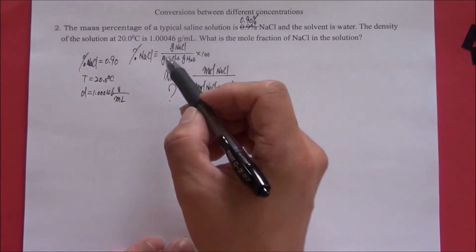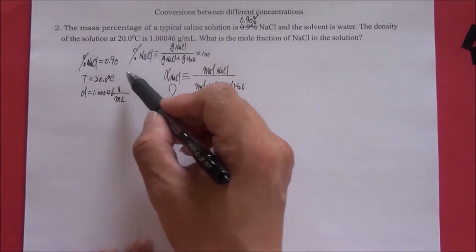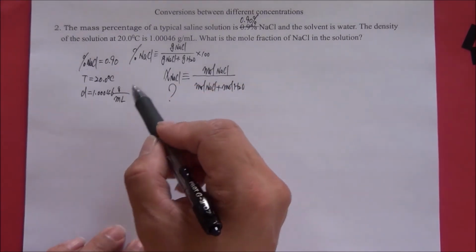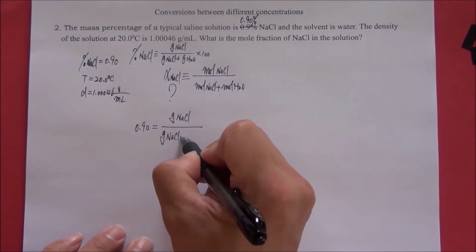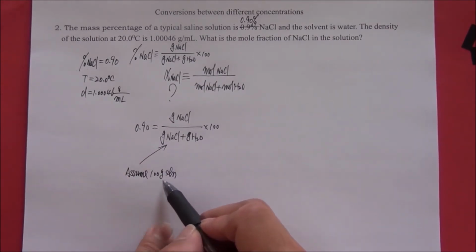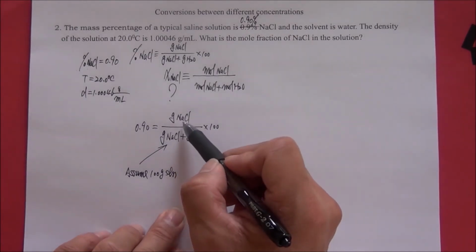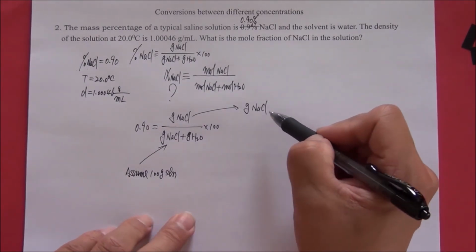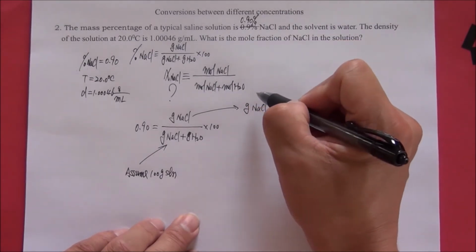Let's assume we have 100 grams of solution. This is kind of crowded. Let me rewrite this equation in a different place. And also, we want to plug in the numbers. If we assume we have 100 grams of solution, we can easily calculate the mass of sodium chloride. And if we know the grams of sodium chloride, we can use the molar mass of sodium chloride to convert to moles of sodium chloride.